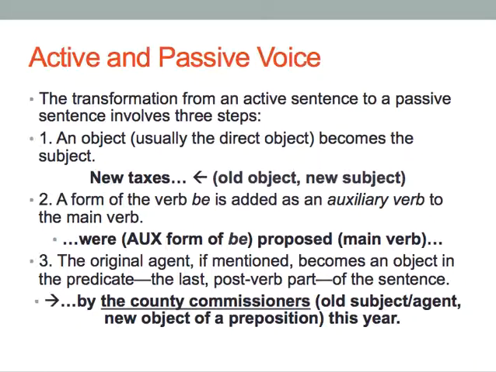And the original agent, if mentioned at all, becomes an object in the predicate. And the predicate, again, is the last post-verb part of the sentence. By the county commissioners. That was our old subject, our old agent in the beginning of the sentence. Still the agent of action, it's still the doer, but now it's at the end of the sentence in the predicate. And that's the way an active voice sentence is changed to a passive voice.